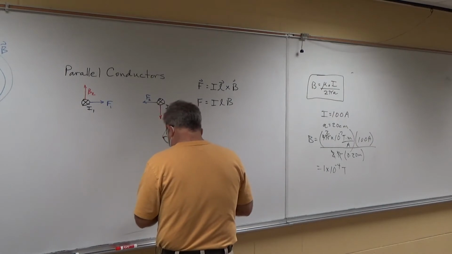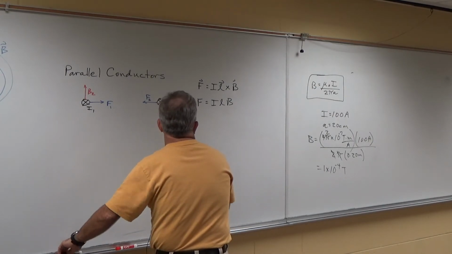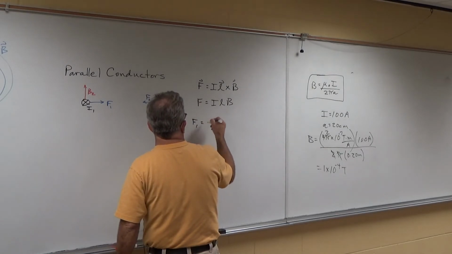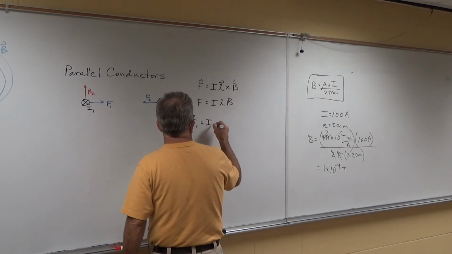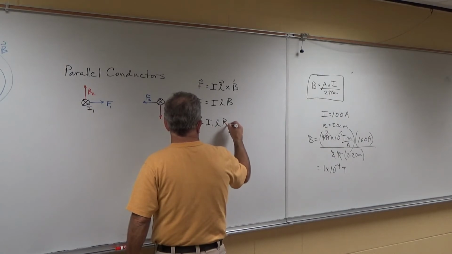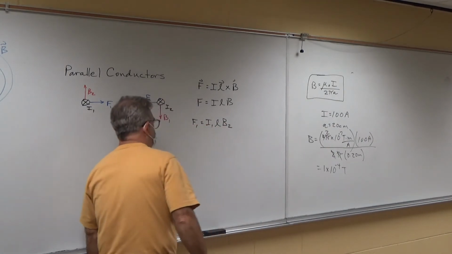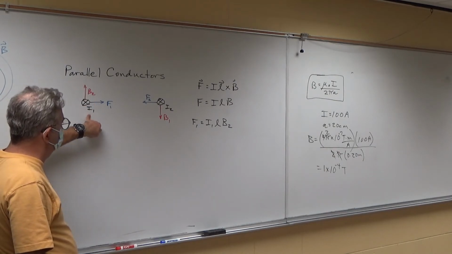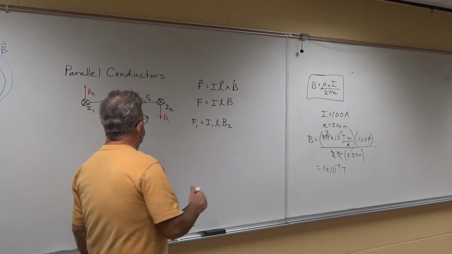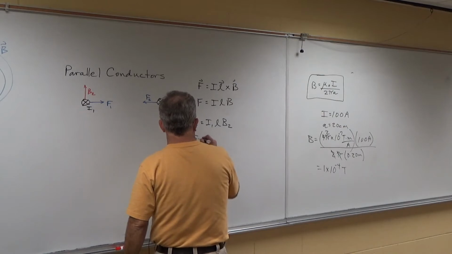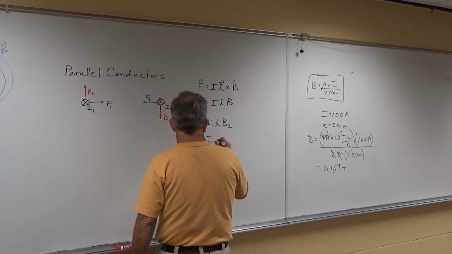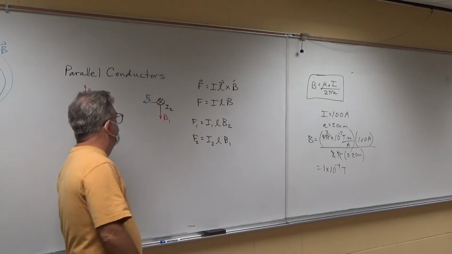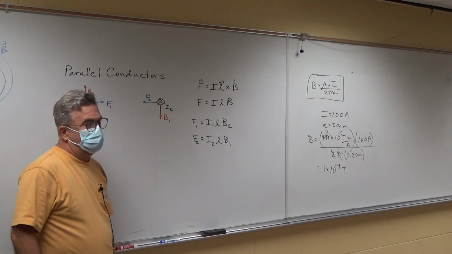I'm going to figure out the magnitude of the forces. So F1, according to this, is equal to I1 L B2. It's immersed in B2 and has a current I1. F2 is equal to I2 L B1. It's immersed in B1 and has current I2.